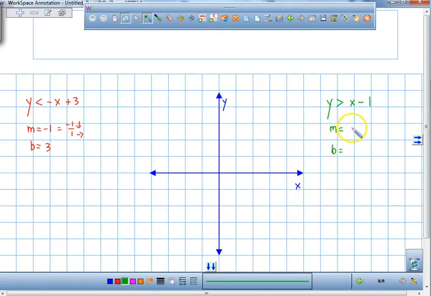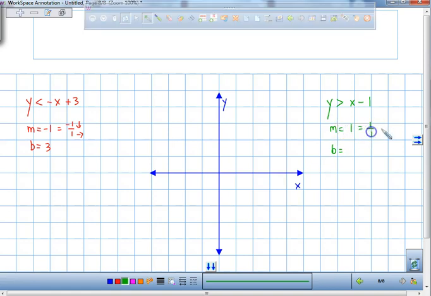What's my slope on this one, everybody? 1, which means that's a 1 over a 1 slope, which means I go up 1 and over 1 to the right. My y-intercept's at -1. Okay. Whew. Dashed or dotted? Both of them dotted, right? All right, so here we go. Let's go and apply it.